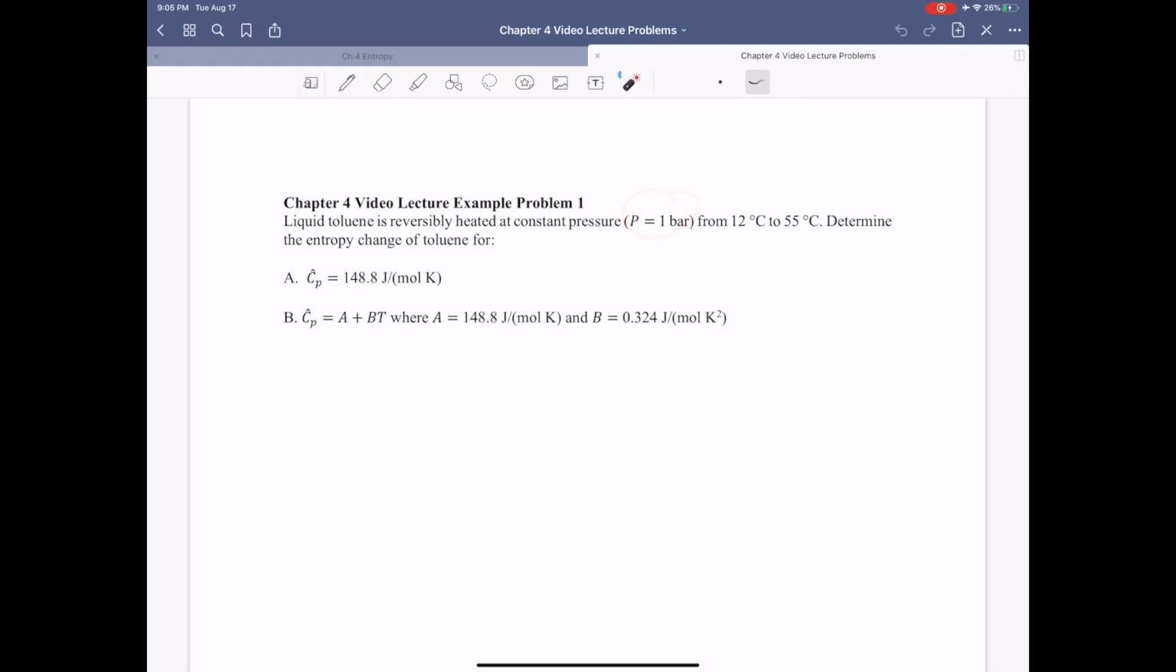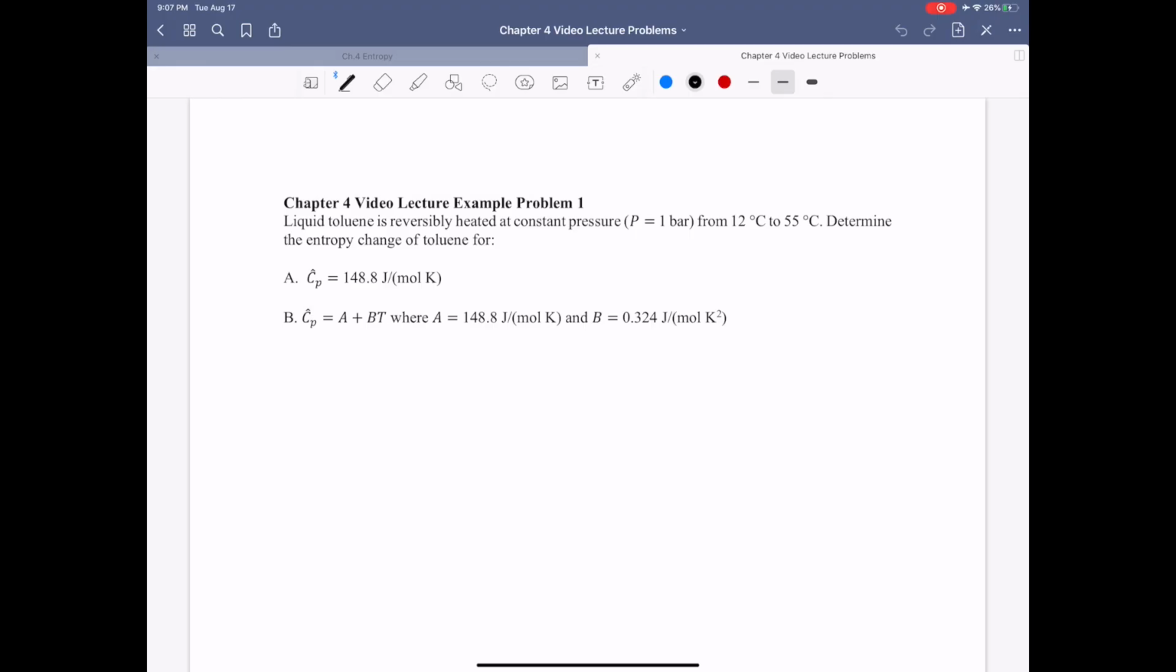In this process, what we want to determine is the total entropy change of the toluene for two different situations. In the first situation, our constant pressure heat capacity is going to be equal to a constant, and in the second situation, our constant pressure heat capacity is going to be equal to a linear function of temperature. Okay? So what I want you to do is read the problem and think about how to sketch out this system. Pause the video here to do that.